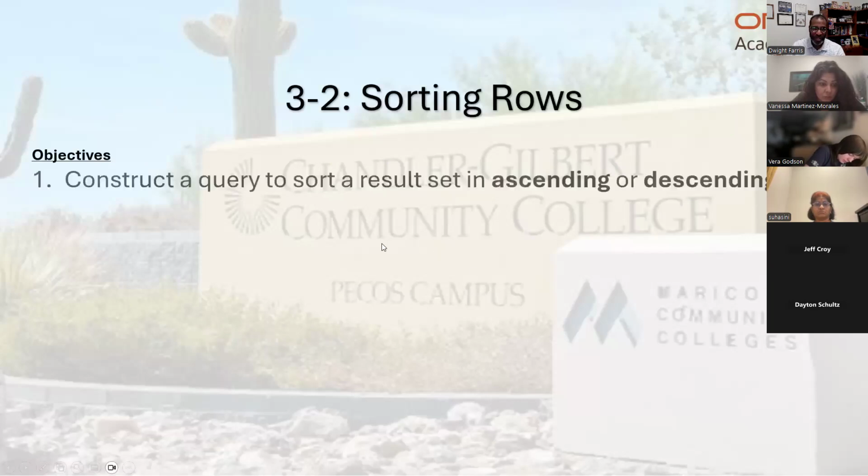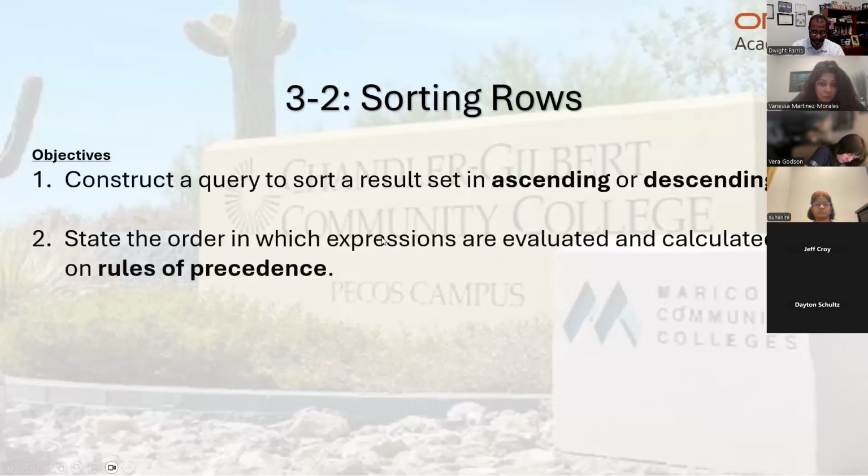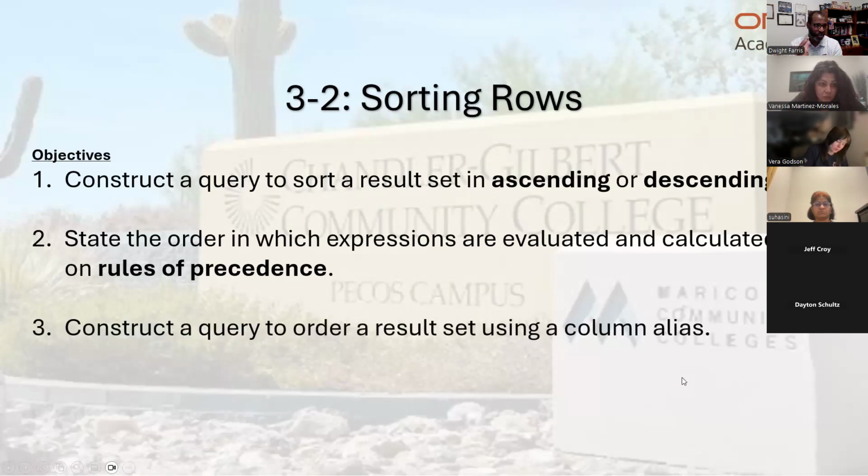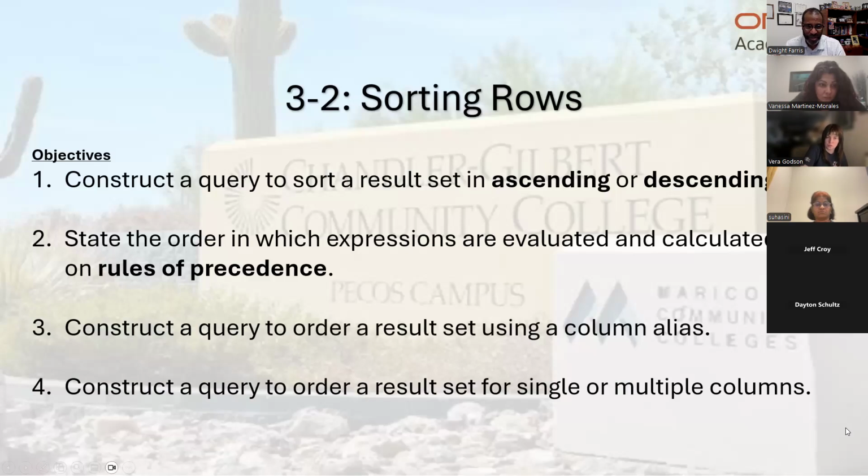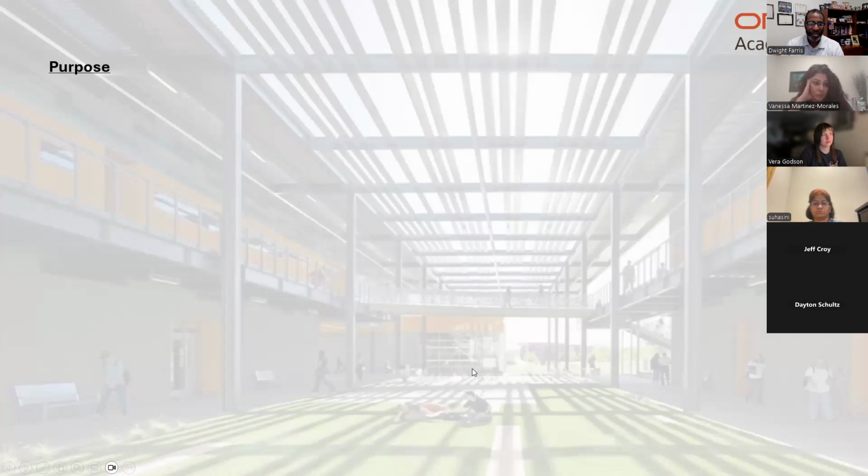And our objectives here: construct a query to sort a result set in ascending or descending order. State the order in which expressions are evaluated and calculated based on the rules of precedence. So yes, you have to include that when you're talking about ordering. Then construct a query to order a result set using column aliases. You can actually do that. And construct a query to order a result set for single or multiple columns. Yes, you can order by a single column or multiple columns.